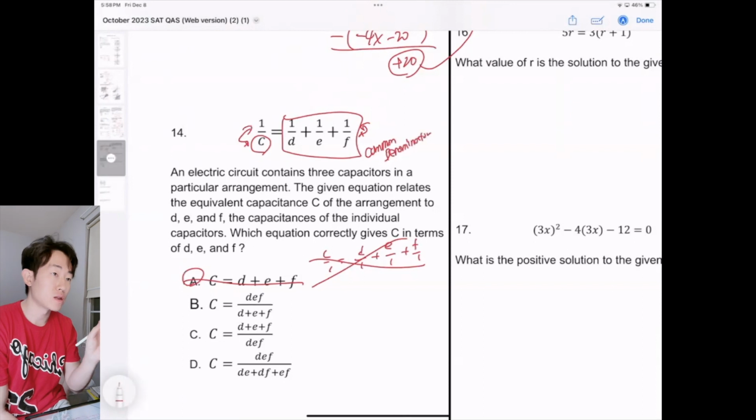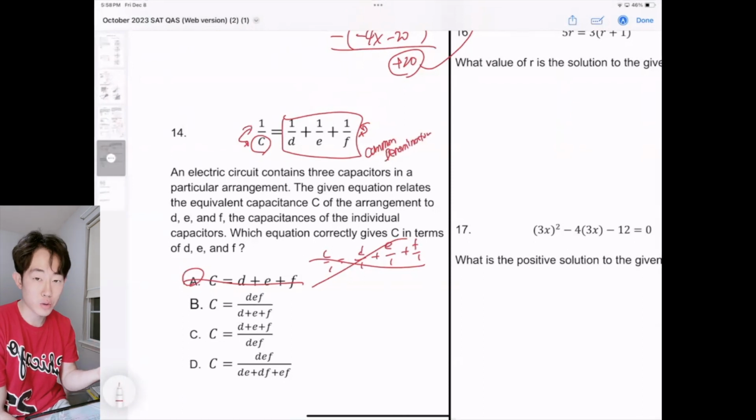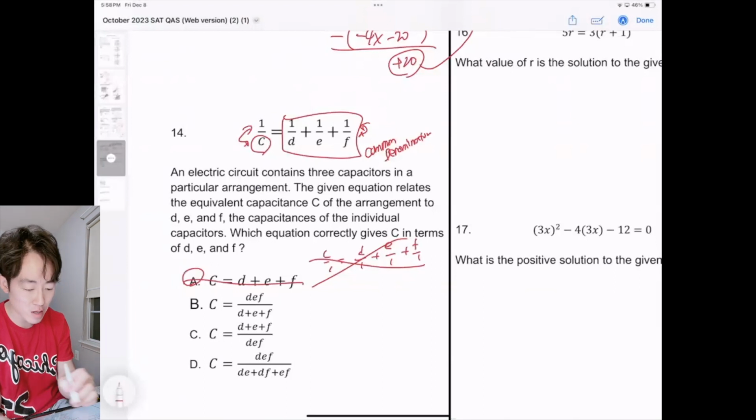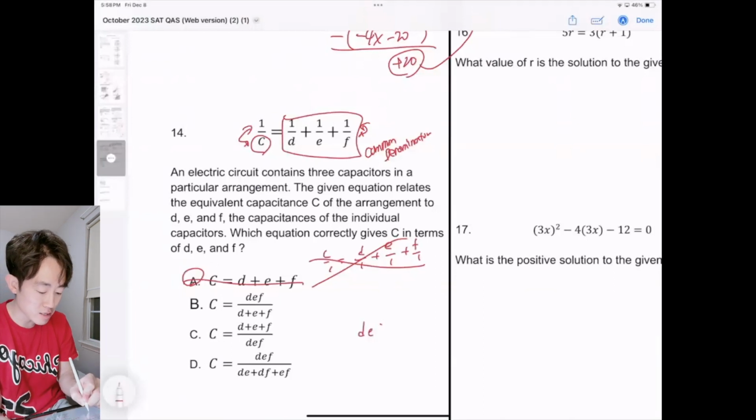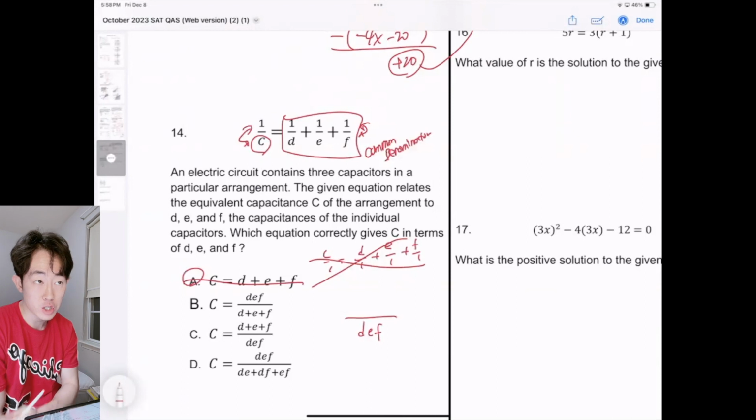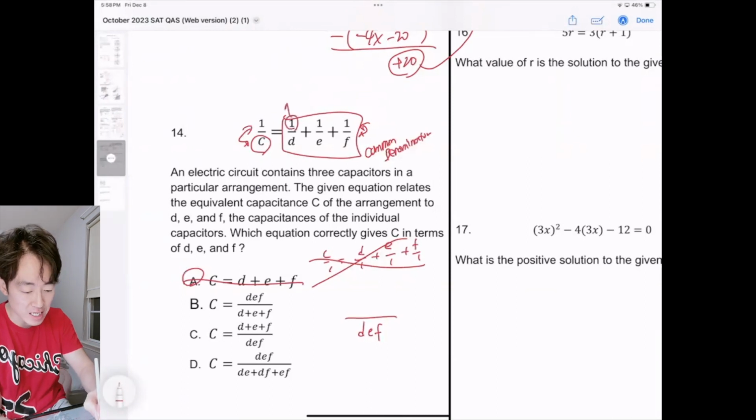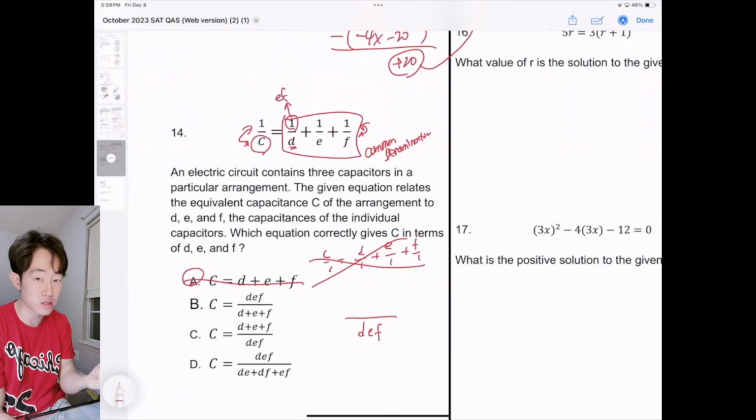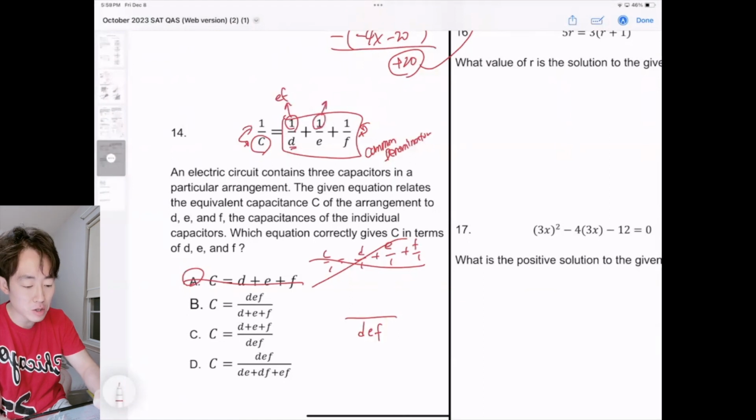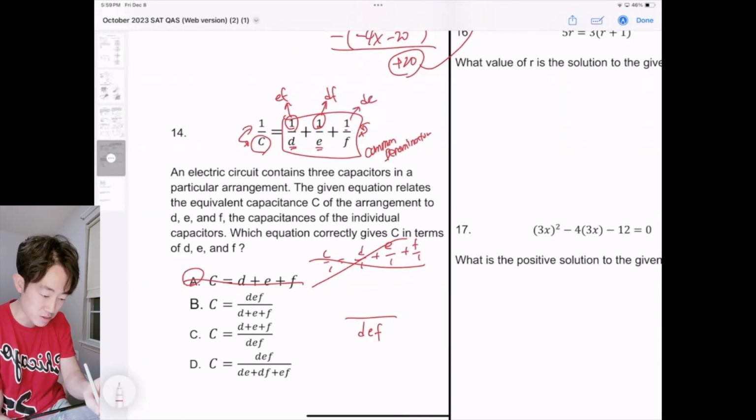Having 3 separate denominators, trying to find the common denominator, I know it's going to be annoying, but there's no way around it. So the common denominator obviously is going to be DEF, which means the first one has to be multiplied by EF because D is already there. This one has to be multiplied by DF because E is already there. And for this one, you guessed it, it's DE because F is already there.